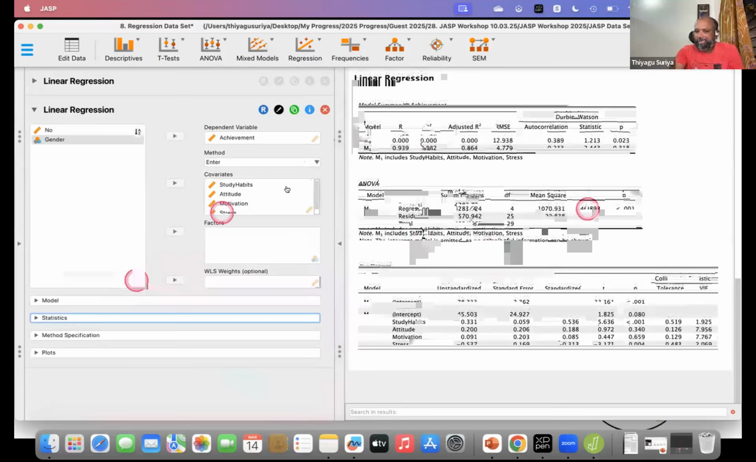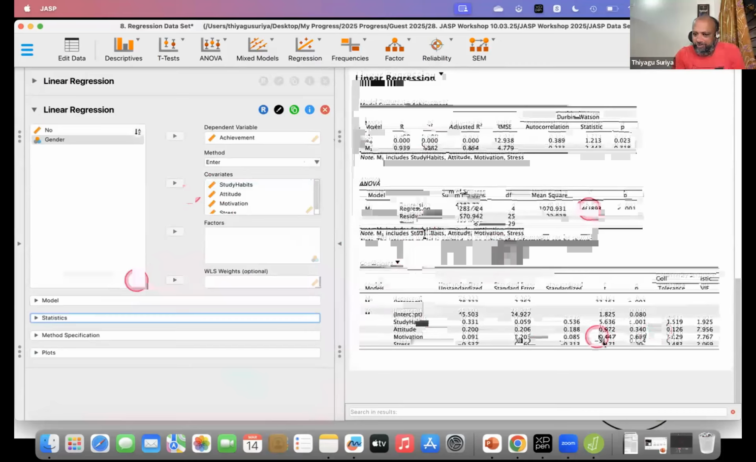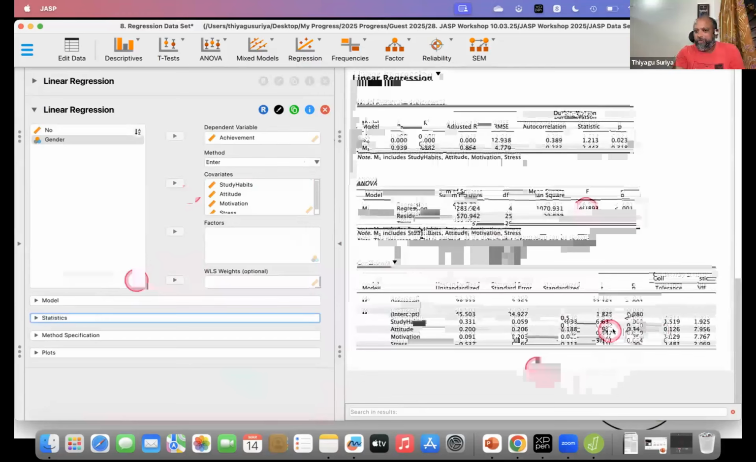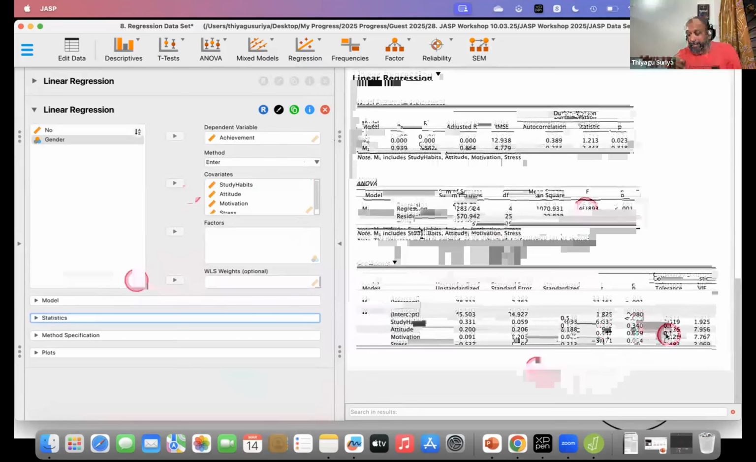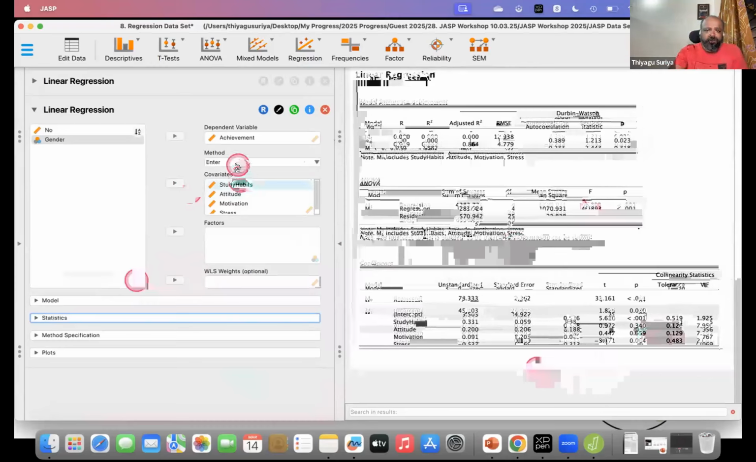Now we have to check. What is this model? It is the entire model, right? From the entire model, I came to know that 2 things are not satisfied, meaning not significantly contributing: attitude and motivation. These are the 2 variables. When you do further analysis, some variables are going to be removed from this. And now just going to the forward method.